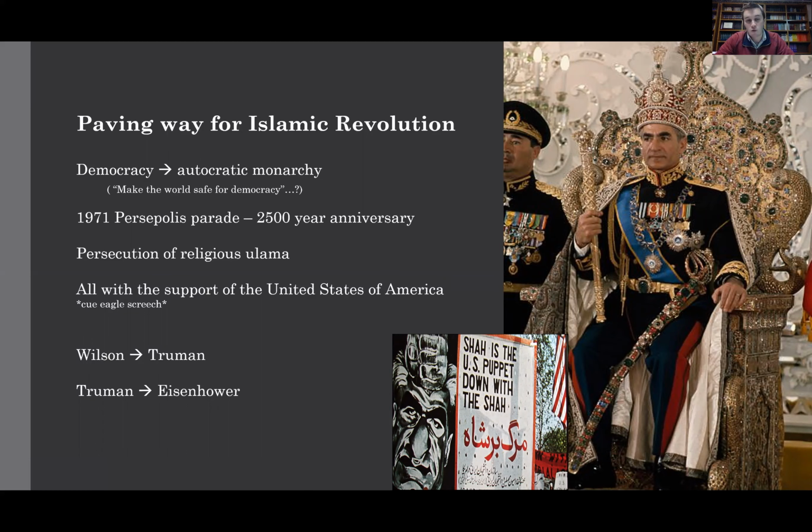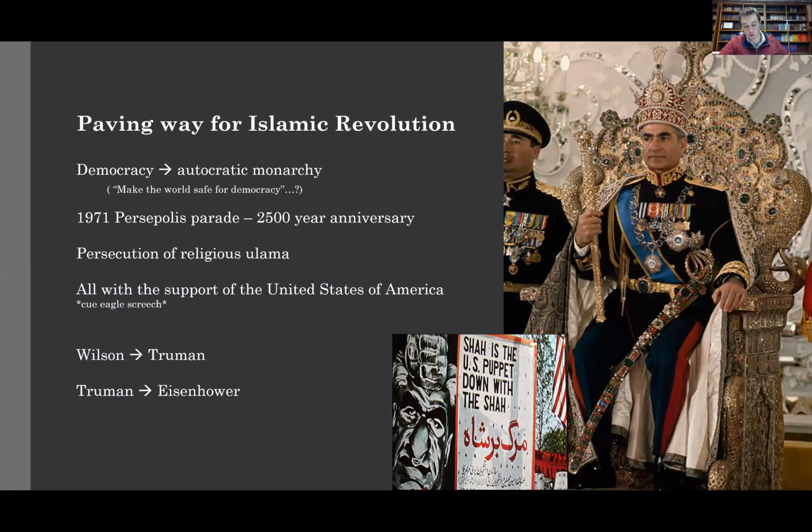So in 1971, he has this huge, massive parade in Persepolis, which, if you guys remember, very early on in the semester, we had a reading about Persepolis in Old Persia. And he's celebrating the 2,500-year anniversary of the Persian Empire. And so he's creating this very secular Western state using a lot of this Persian imagery, and persecuting religion and putting them in prison, and all of this with the support of the United States.